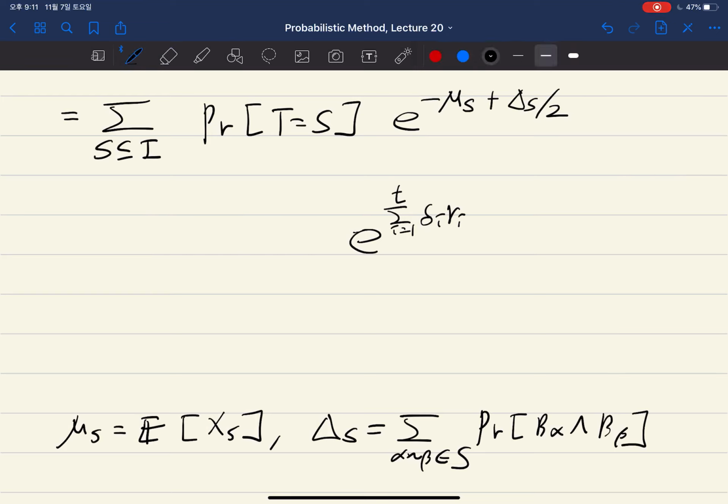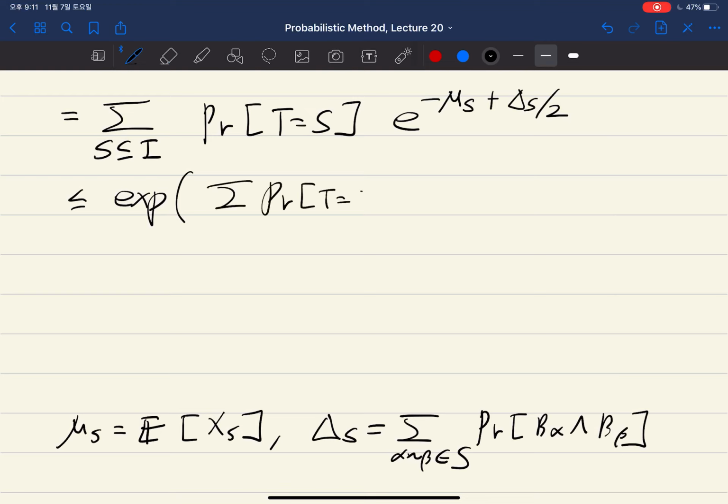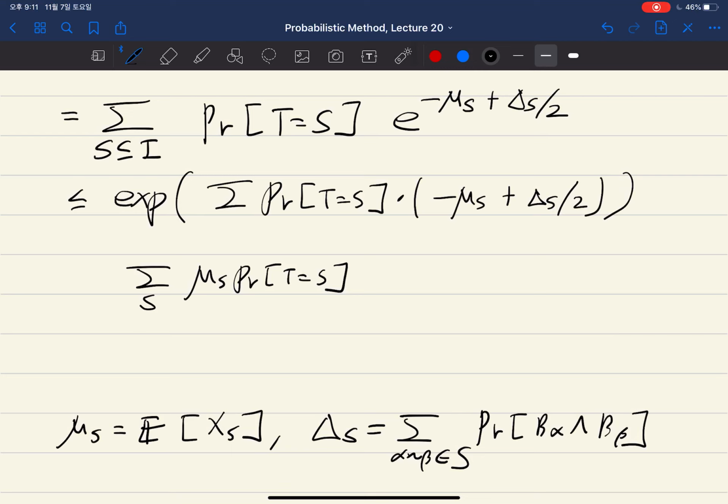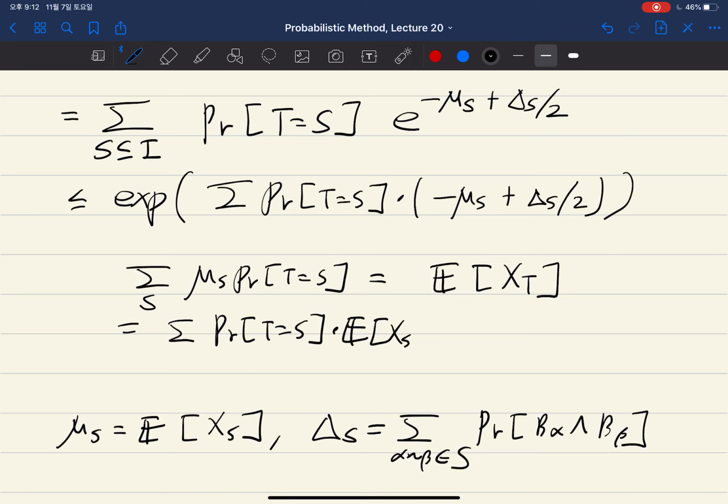So you apply that, then this is at most the exponential of the summation of probability T equals S times minus mu_S plus delta_S over 2. But if you consider mu_S times probability T equals S, this is nothing but the expectation of x_T, because this is the probability that T equals S times the expectation of x_S.